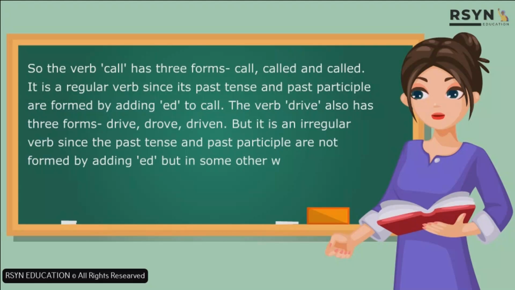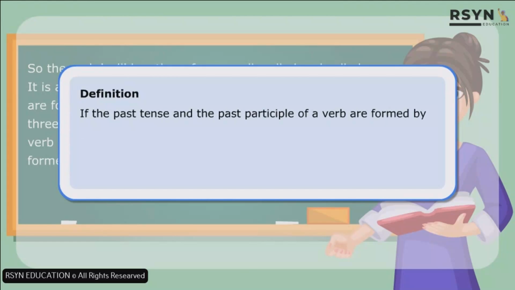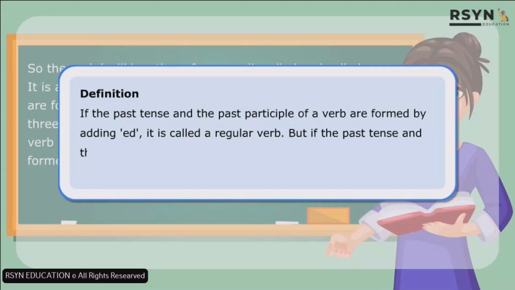Definition. If the past tense and the past participle of a verb are formed by adding ed, it is called a regular verb. But if the past tense and the past participle of a verb are formed in a manner apart from adding ed, it is called an irregular verb.